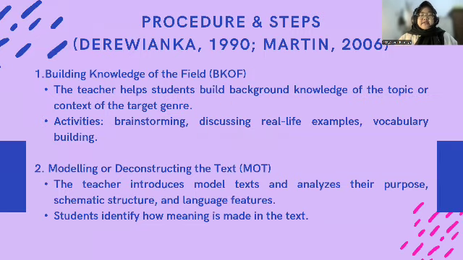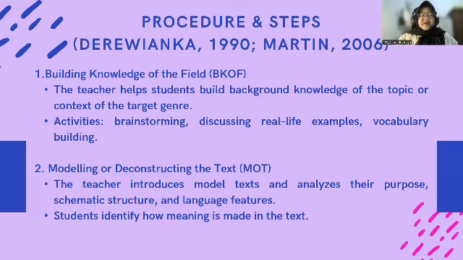So these are the steps or the procedures of doing the genre-based approach. The first one is building knowledge of the field. In this stage, the teacher helps students to build background knowledge of the context or of the genre that the teacher chooses. And then the second one is modeling or deconstructing the text.